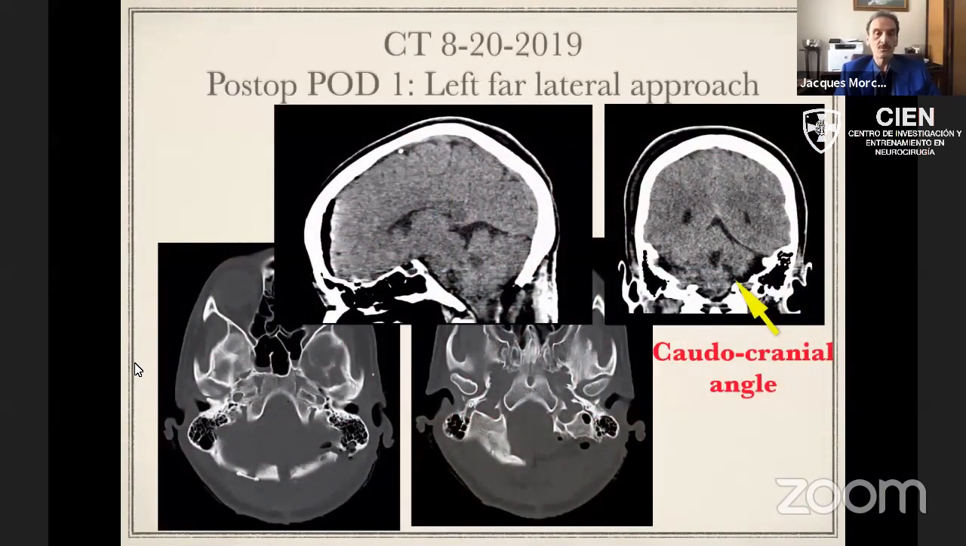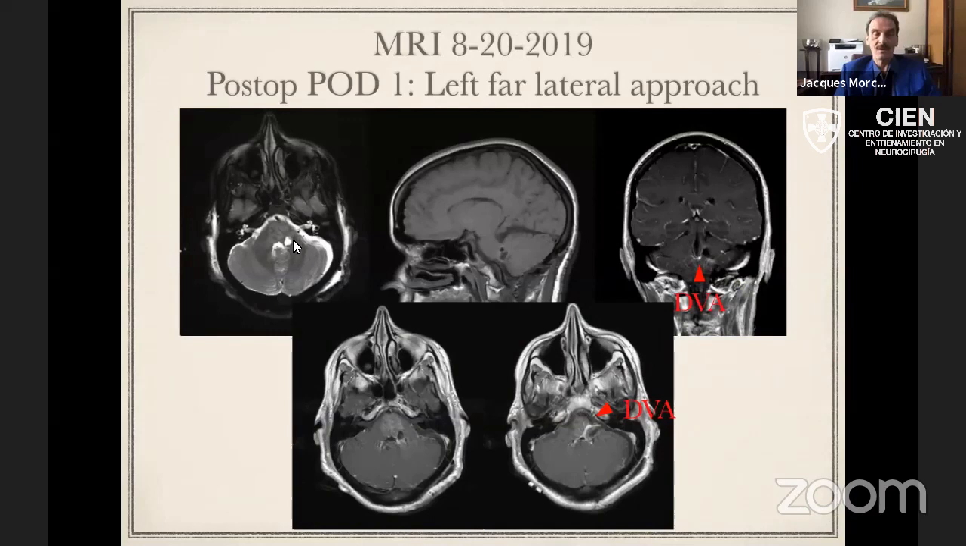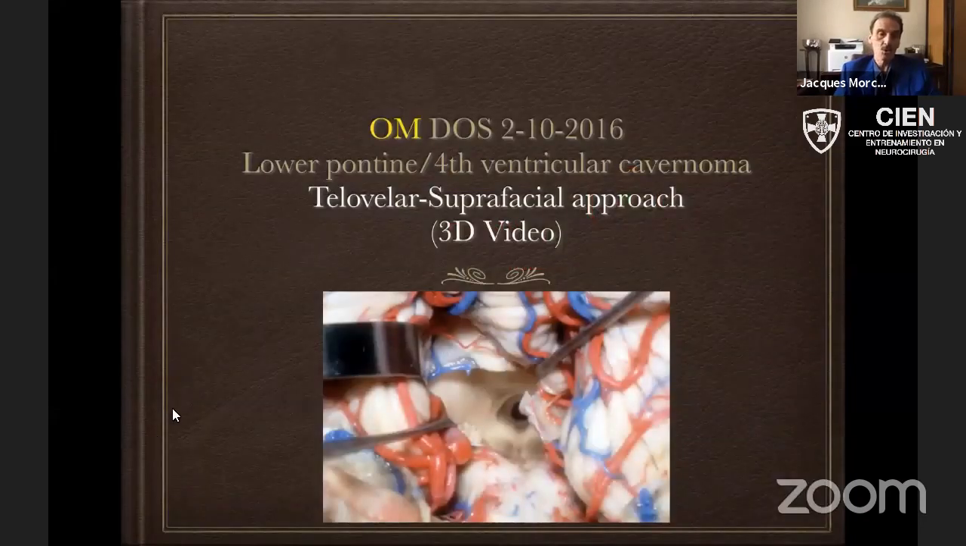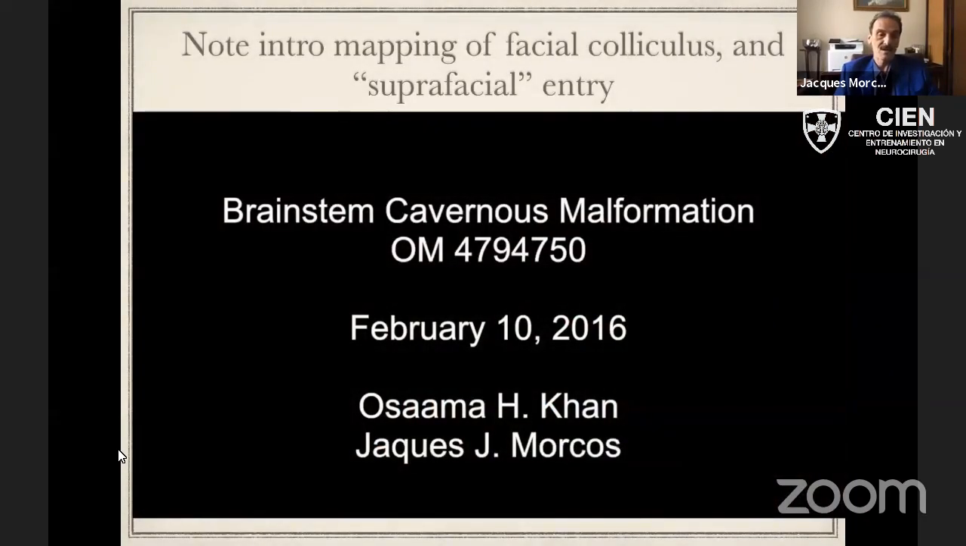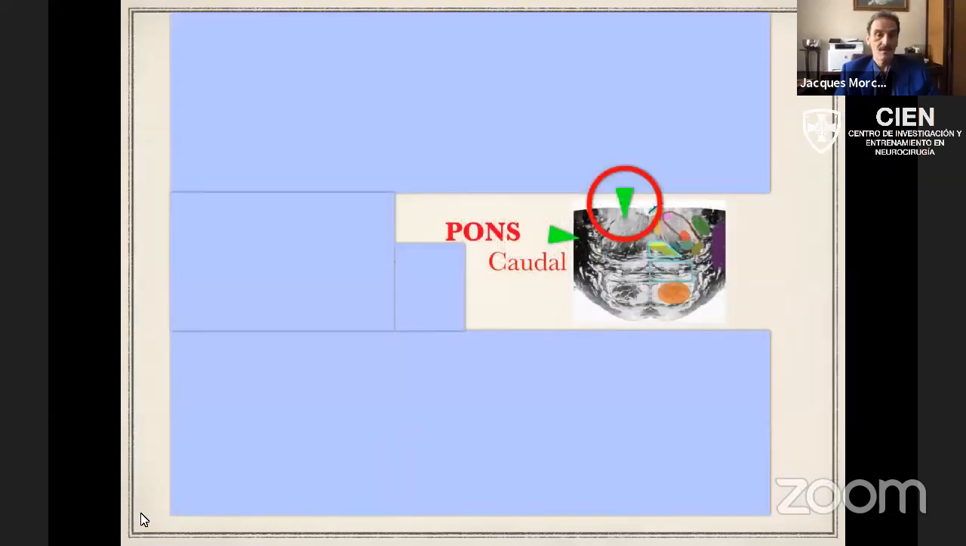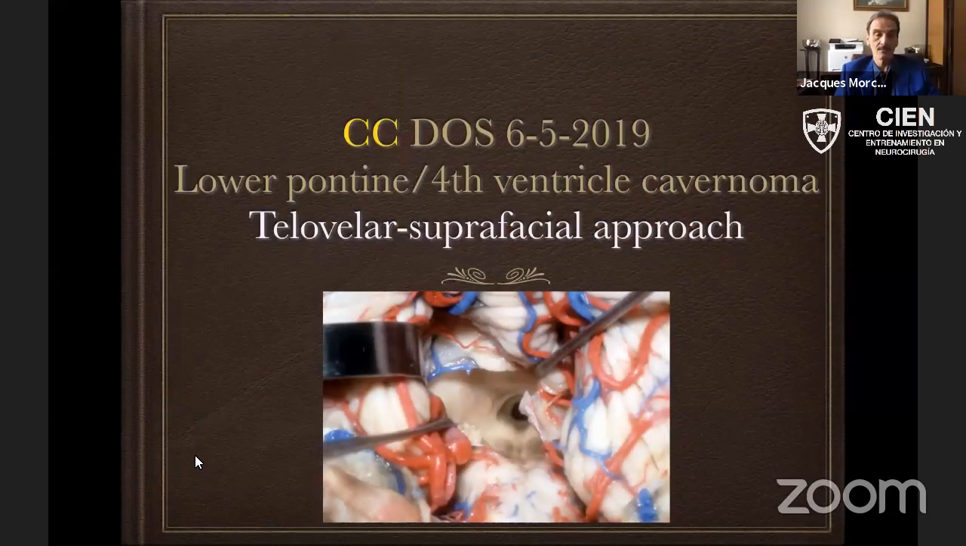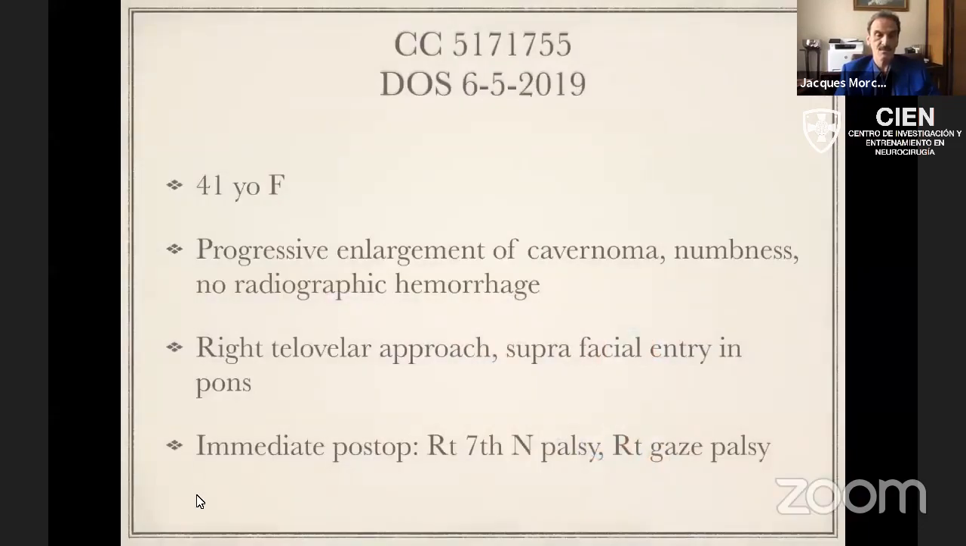And final view, it worked out very well. So again, an example of how you come from far lateral instead of going through the floor of the fourth ventricle, and look at the DVA preserved at the end of the case. I'll show you one. I apologize, I will skip through those. I will show you one final medulla case and then the conclusion. I'll skip those examples.